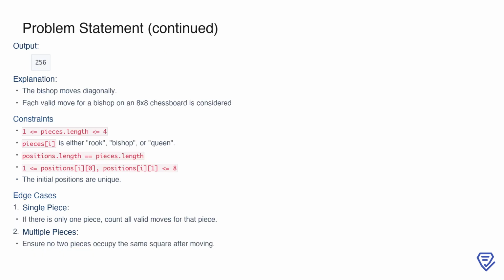In the third example, we consider a bishop starting at position 4, 3. A bishop moves diagonally, so we calculate all possible moves within the bounds of the chessboard for this piece. Each valid move is treated as part of the total, and in this case, the number of valid move combinations is 256. These scenarios illustrate how different pieces and their movement rules contribute to the total count of valid combinations.